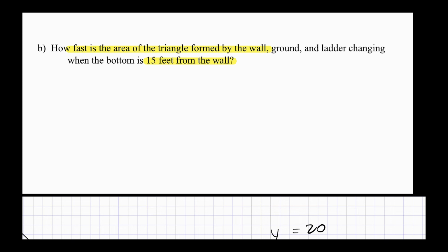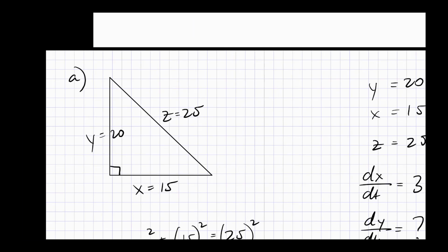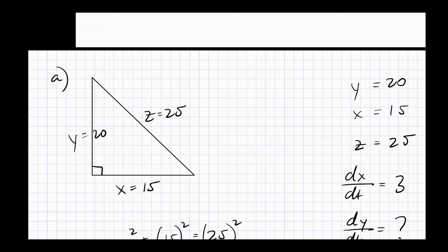Start step 1. What do you know? Well, a lot of what we know is still true. So we can still use our picture. You can draw a new picture if you want. If you don't want to draw a new picture, you don't have to because the same picture is going to apply. It's the same problem, same prompt, different question. So the bottom is still 15. The ladder is still 25. That means the wall from the floor to the top of the ladder is still 20.